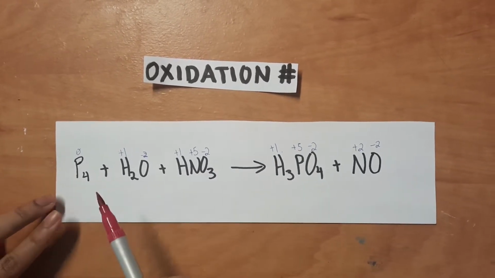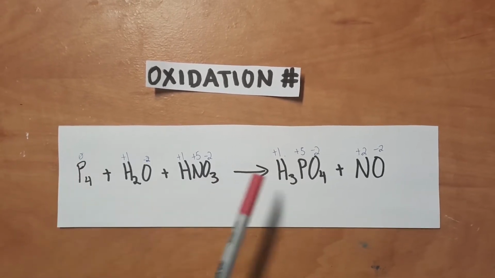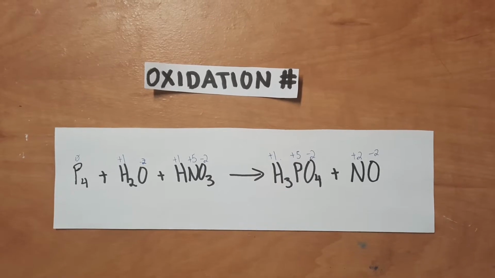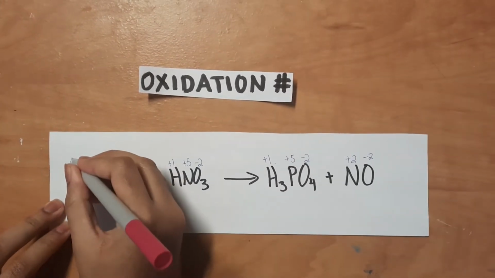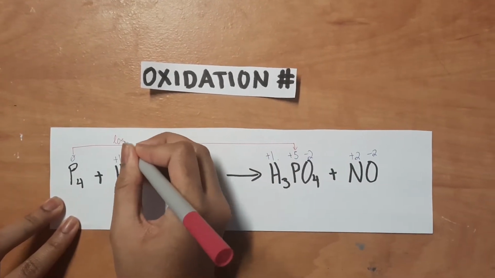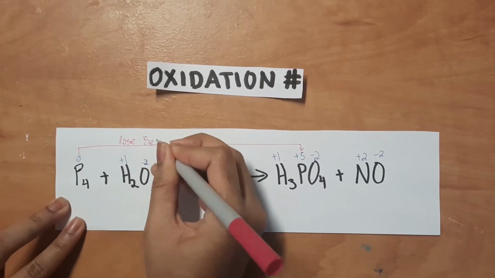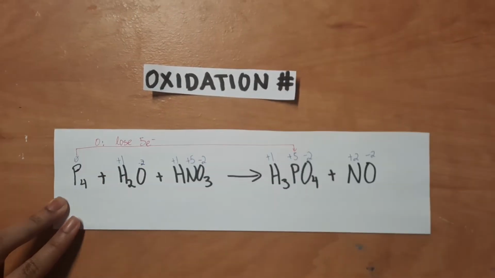We immediately see that phosphorus goes from an oxidation number of 0 to +5. It's becoming more positive, and so it must be losing electrons. To go from 0 to 5, it must lose 5 electrons, making this our oxidation reaction.